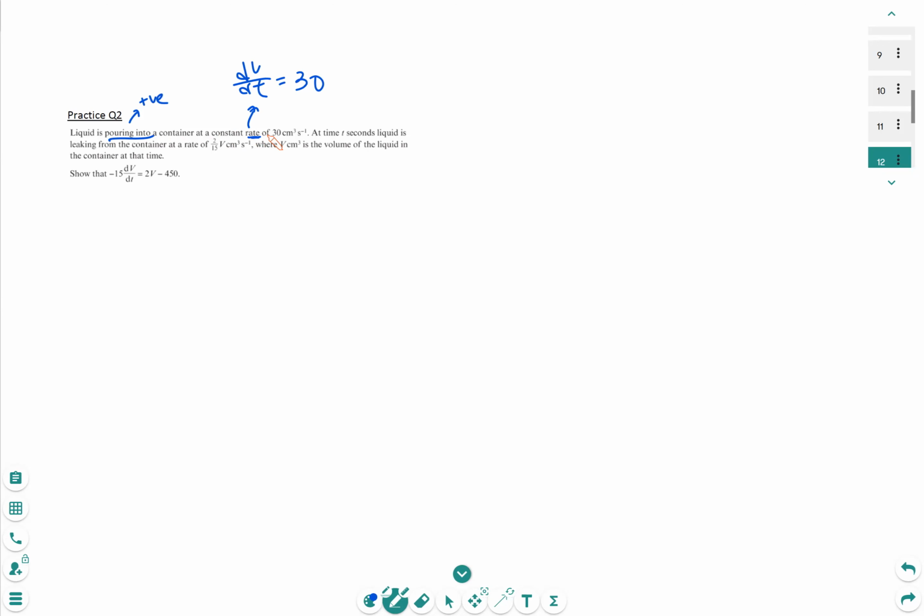At time t seconds, the liquid is leaking from the container at another rate, and judging by the unit, it is dV by dt again, where V is the volume of the liquid in the container at time t. Show that... So you'll be thinking, how do we work it out? Well, there's one more thing in here. That's leaking. Leaking means negative. So dV by dt equals negative 2/15 V.